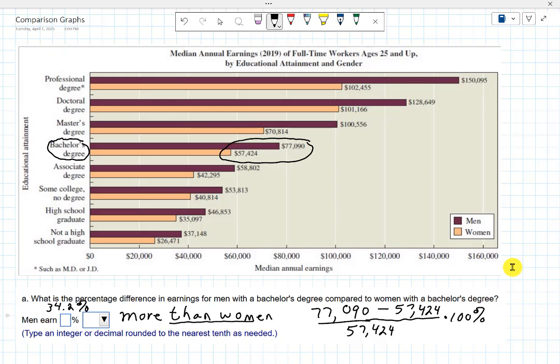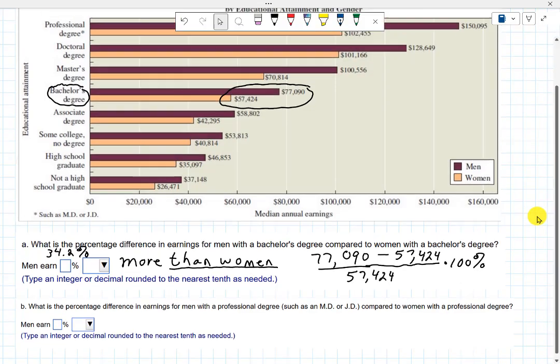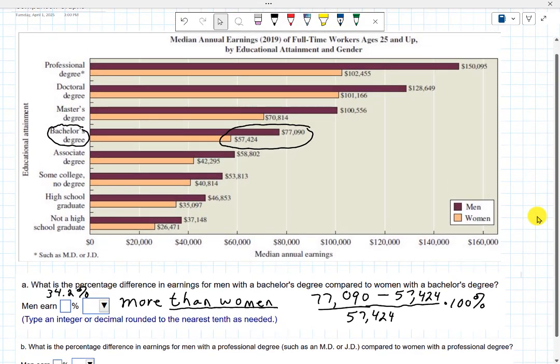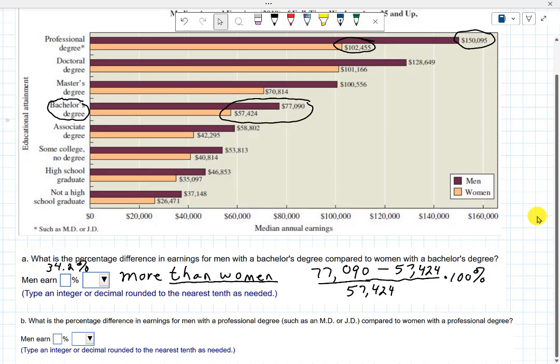So this is the key here. We're doing the comparison with women. That's why it went on the denominator side. Next, we're doing the same kind of comparison with the professional degrees. So let me scroll on up to there. This time we're comparing this number and this number. So we have 150,095, and they're still doing the comparison with women. So they want to know if men earn a certain percentage more or less than women. Since we're comparing it to women, the denominator will get the female pay. So we have 102,455 down there.